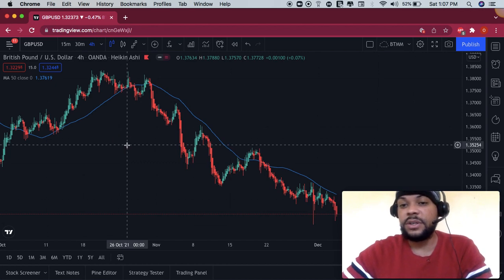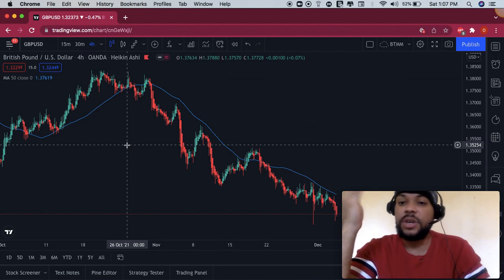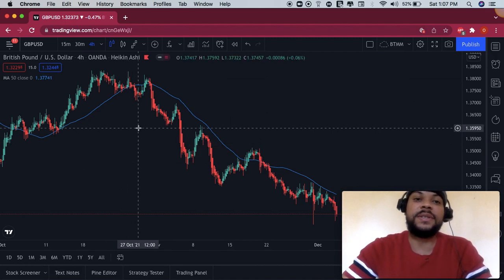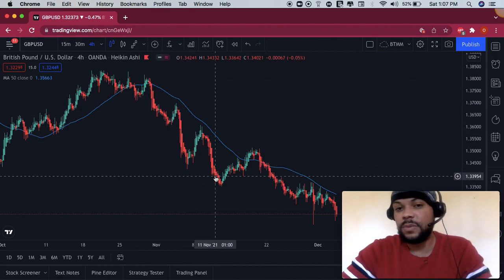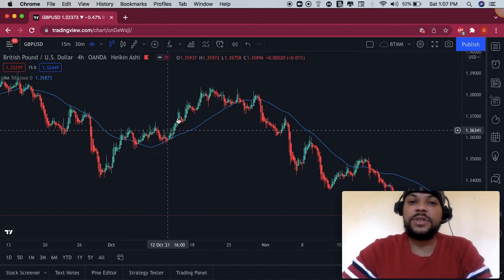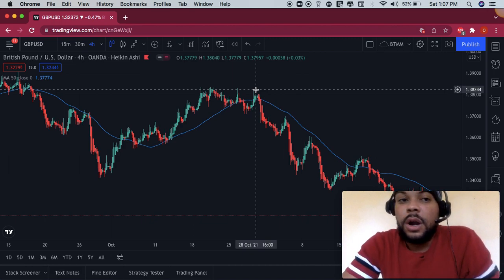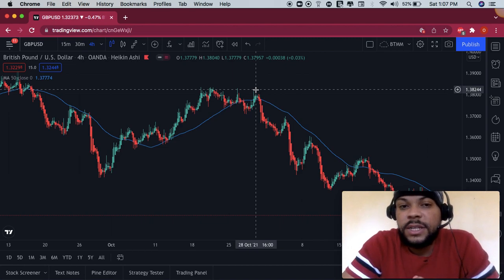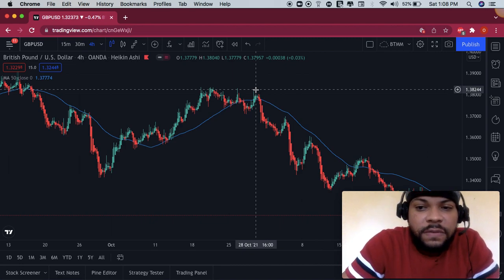Moving averages are very good because they help you identify the trend. For example, right here we see that once price is below this moving average, it continued down. Once price is above the moving average, it continues up. The thing about trading is there's no one indicator or one rule that can help you to be profitable. It's all about your analysis and all about confluence.